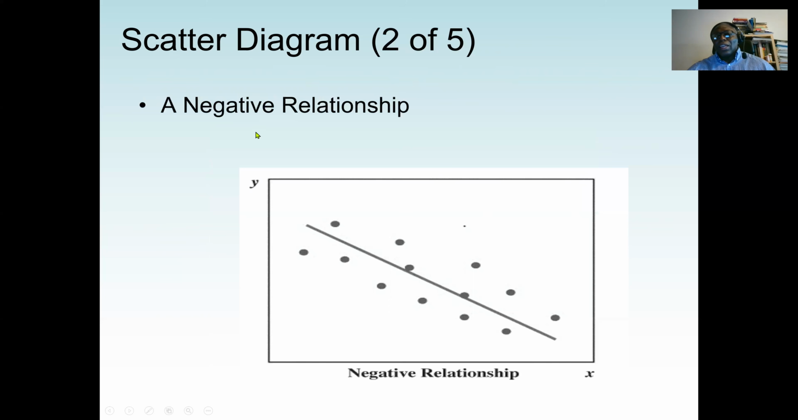We also have the negative relationship, which means the more money I spend, the less revenue I will generate. So we can see the pattern going down. As X increases to the right, Y is decreasing down. So this is a negative relationship.